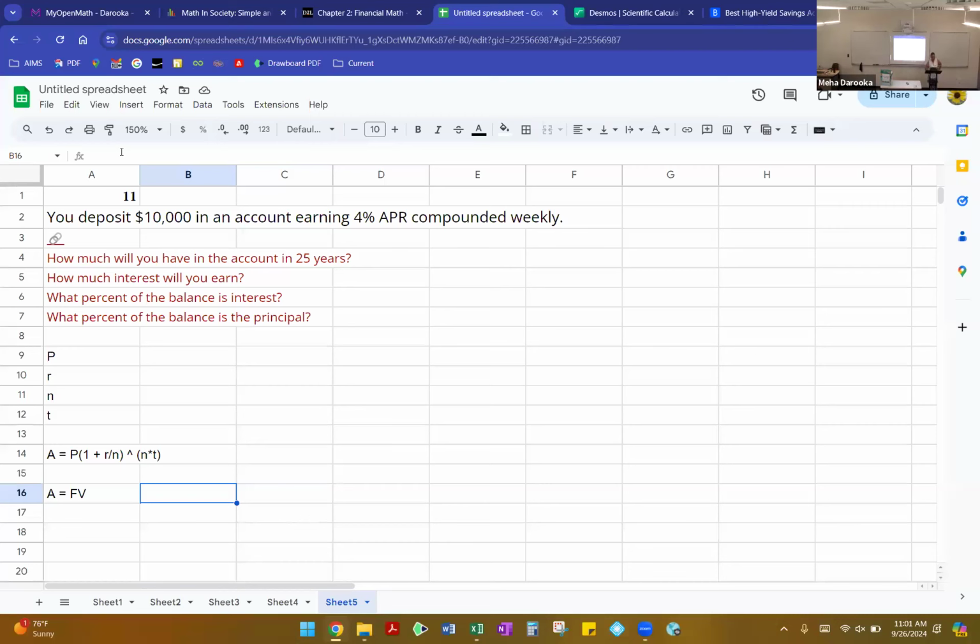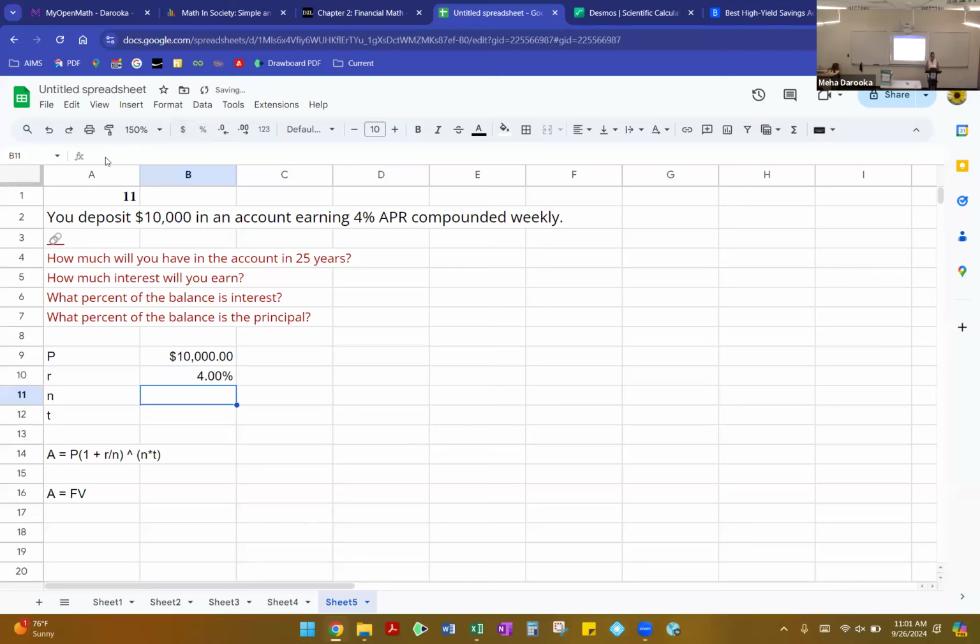What is our P value here, guys? 10,000, because they're telling us we're making a deposit. So that's how we know we have a P and not an A value. Now we'll format that into dollar. Our rate, 4%. And again, format that into a percentage and make sure we get rid of the extra zeros.